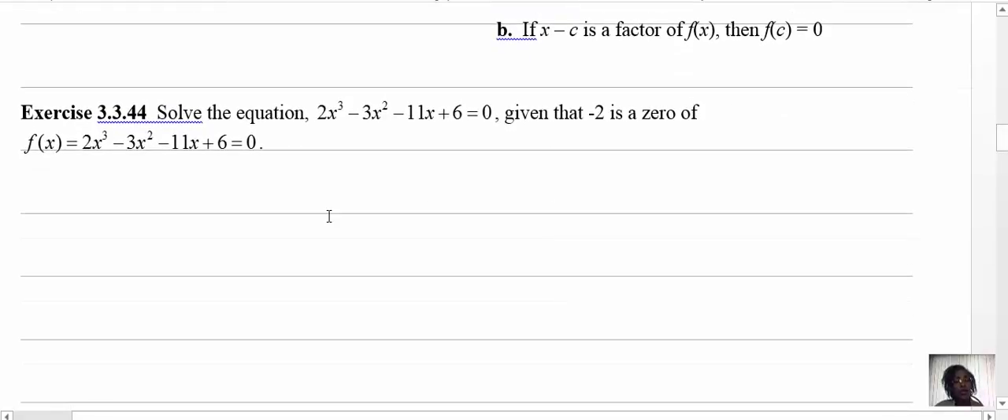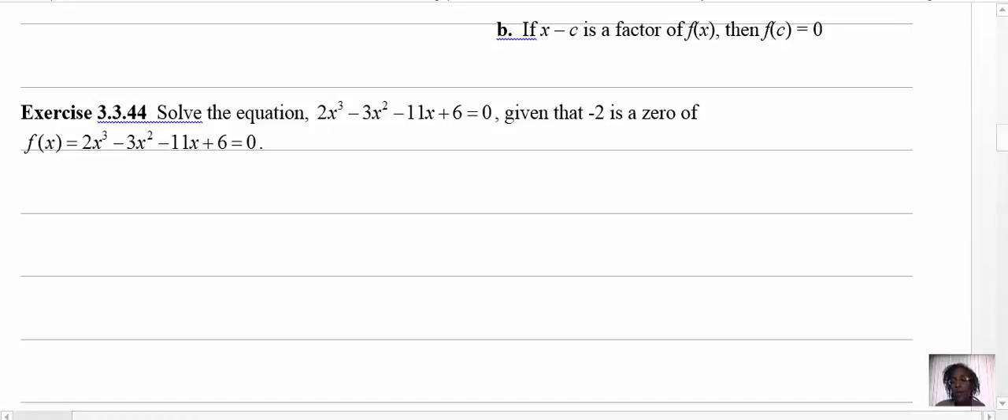One of the things we're told in this problem is that our equation 2x cubed minus 3x squared minus 11x plus 6 equals 0 is what we want to solve. So in this problem, we're trying to solve this equation. What we're going to use to begin our work is the fact that negative 2 is a 0 of the polynomial, which is the left side of the equation.